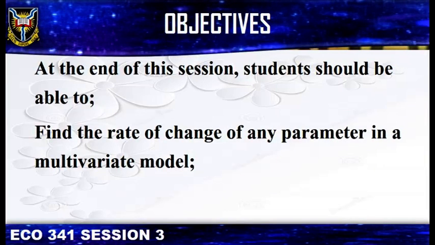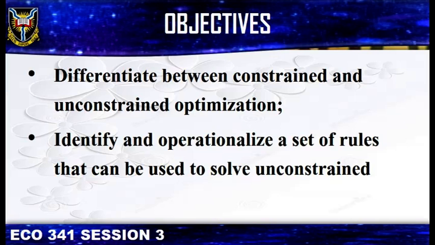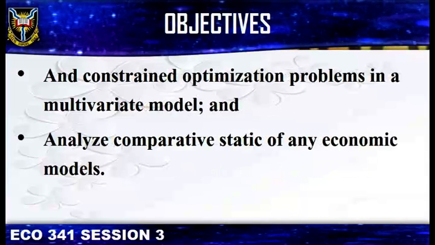Objectives. At the end of this study section, you should be able to: 1. Find the rate of change of any parameter in a multivariate model. 2. Differentiate between constrained and unconstrained optimization. 3. Identify and operationalize a set of rules that can be used to solve unconstrained and constrained optimization problems in a multivariate model. And 4. Analyze comparative static of any economic models.